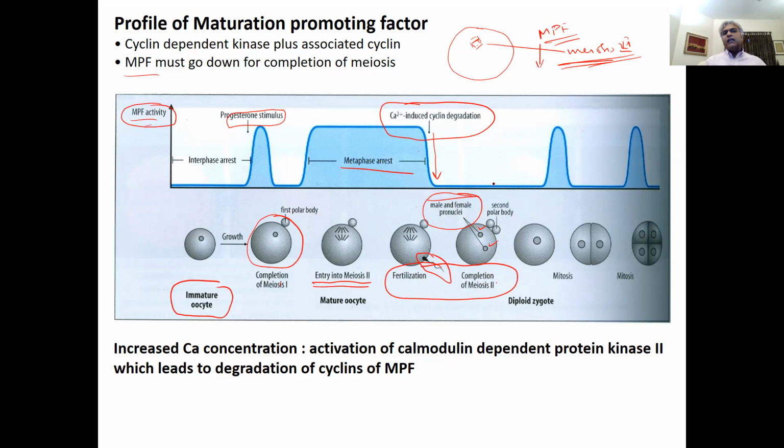Now, again, MPF goes up again. But every time the cell has to divide, you can see it comes down. And the cell keeps dividing mitotically this way. And this one is indeed the 1n plus 1n. This is a diploid zygote. Okay.